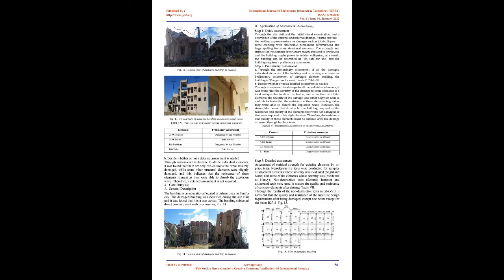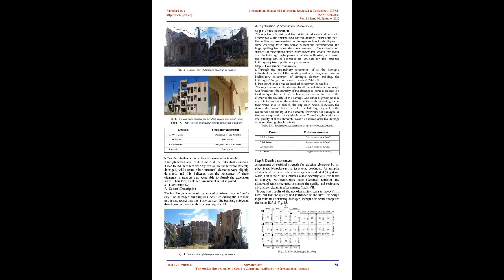Step 1. Quick assessment. Through the site visit and the initial visual examination, and a description of the external and internal damage, it turns out that the building exposed some damage to the structural elements on the 1st story. The bearing capacity of the building may be low, especially on the 1st story, in addition to minor damage to some non-structural elements. As a result, the building can be described as unsafe for use and the building requires a preliminary assessment.